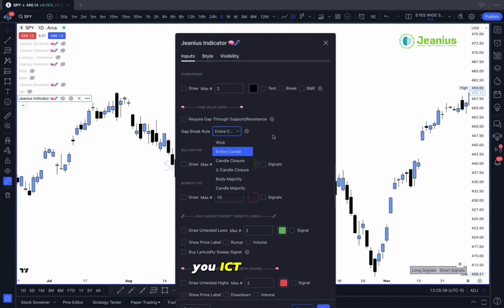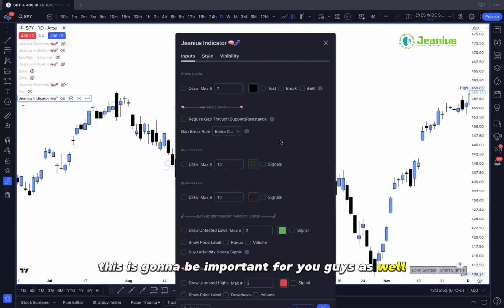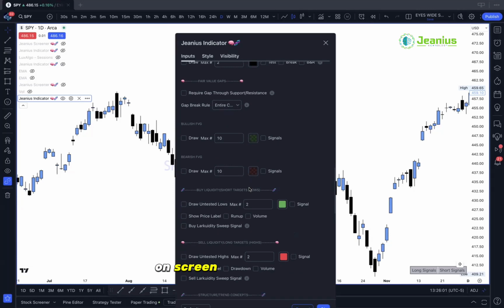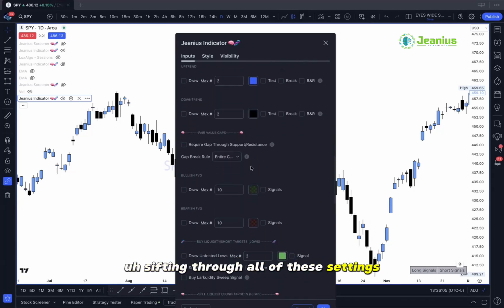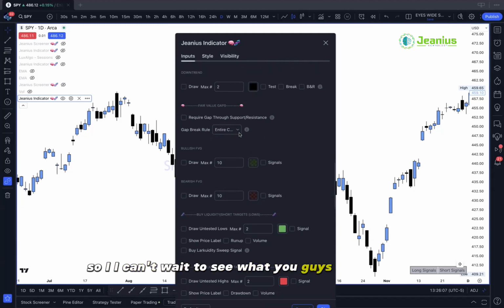For all you ICT people, is it ICT, inner circle? Yeah. For all you ICT people and whatever other terms y'all like to use when you're trading, I think this is going to be important for you guys as well. I would like to see how cool it's going to look for all of my ICT people to actually use this to automate on screen their ICT strategies, sifting through all of these settings. So I can't wait to see what you guys do with that.